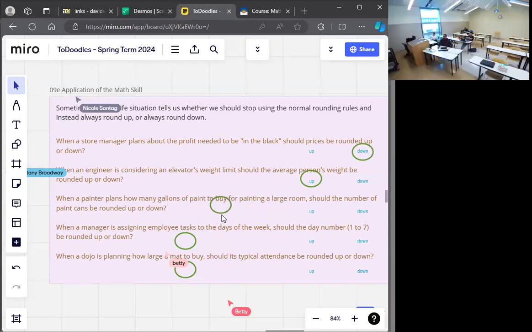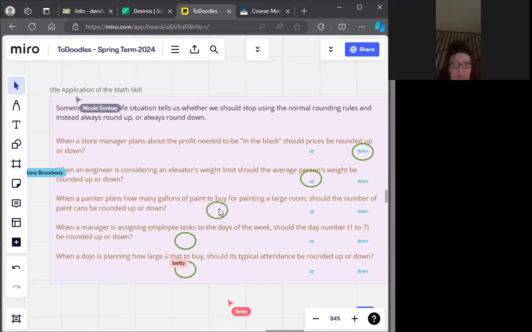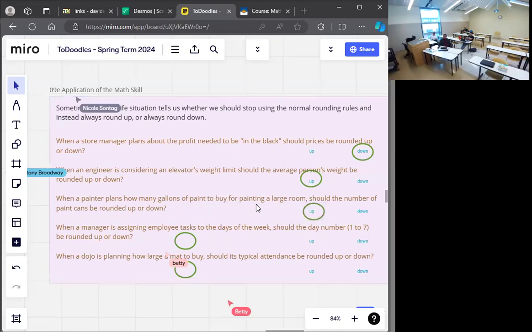How about buying paint? Less severe than dying in an elevator, but should I round my number of paint cans up or down? Up. If I don't buy enough paint cans, then it's really awkward. My room doesn't finish getting painted. If I buy an extra paint can, then at least I know I have enough, and if I have half a paint can left over, I can touch up the walls later.